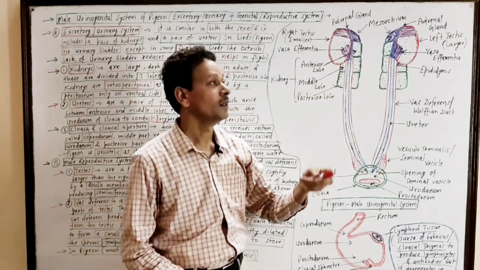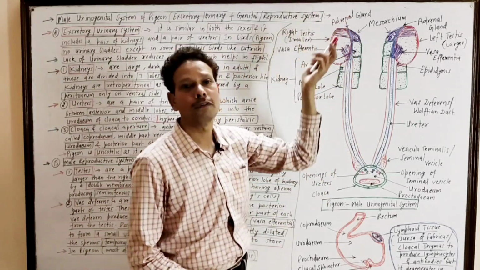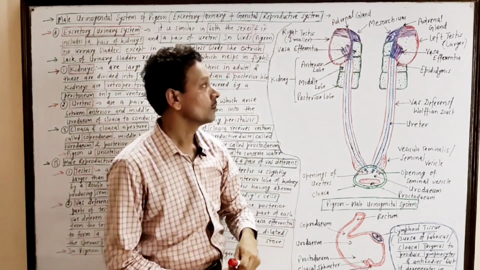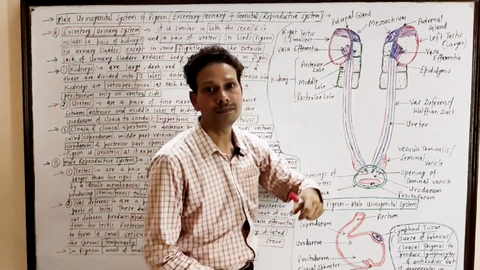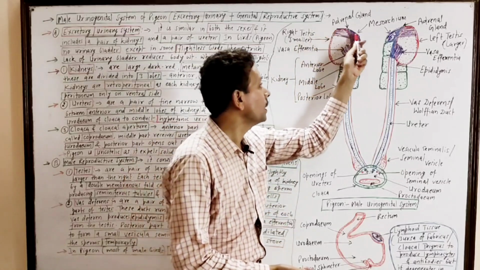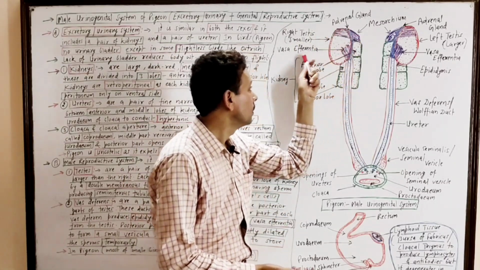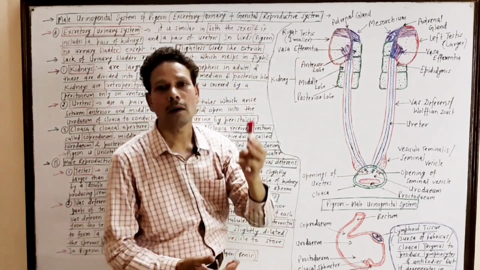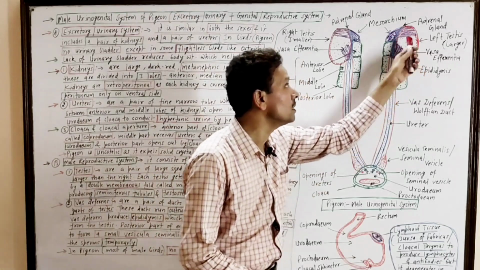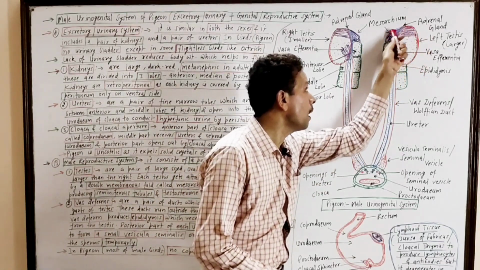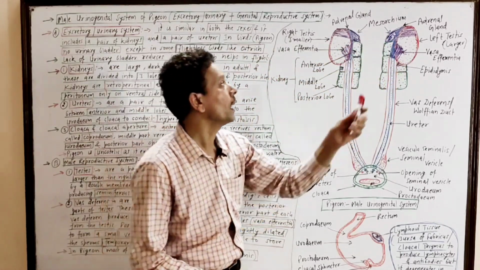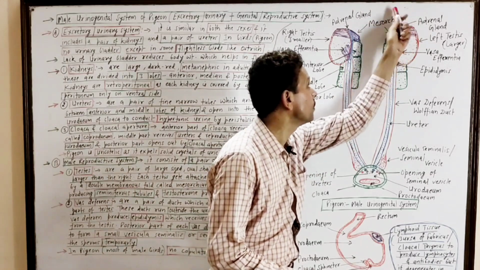Each testis lies in the upper part of the kidney, and these are oval shaped, and each testis gets attached by the anterior part of the lobe by a double membranous fold. Dear students, it means each testis gets attached to the upper anterior lobe of kidney by a double membranous fold, and that double membranous fold is mesorchium.